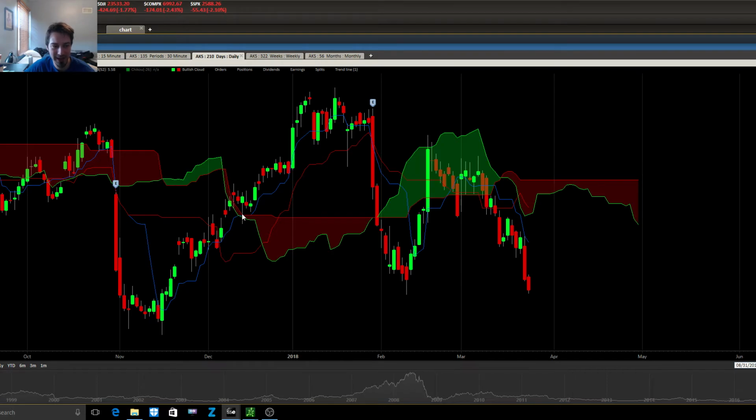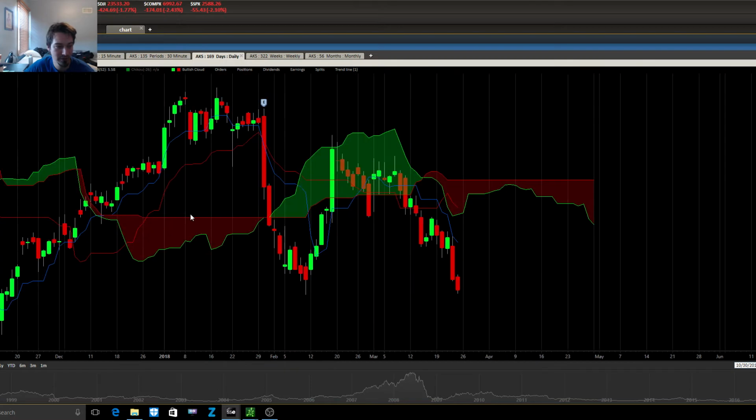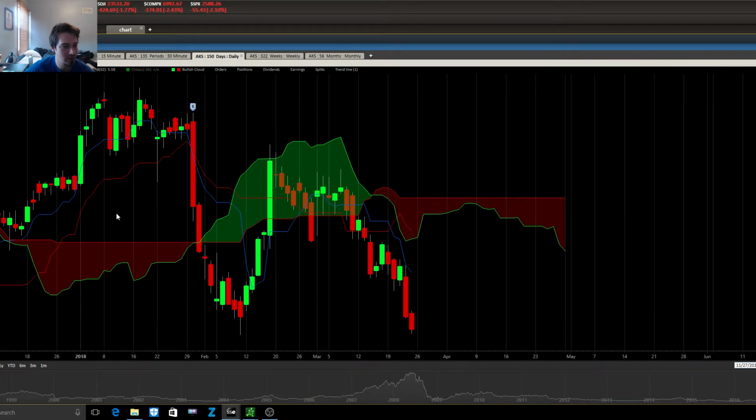So then it comes up to the cloud. The Senkou span A acts as resistance. Then we actually break above. If you really zoom in, you could say that the Senkou span B right here actually acted as resistance too, but it finally broke out. Then it acts as support. Okay?